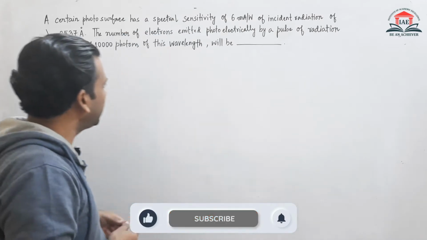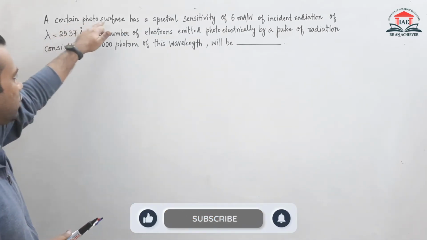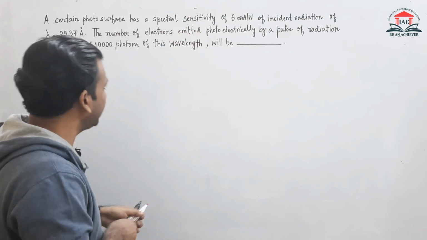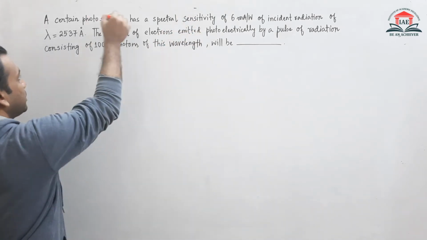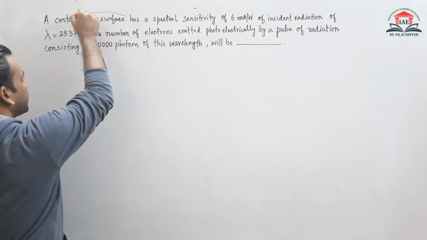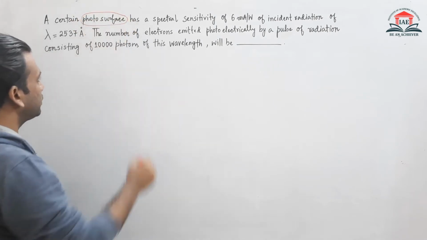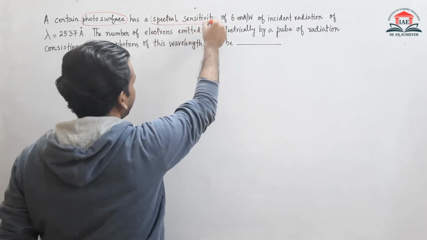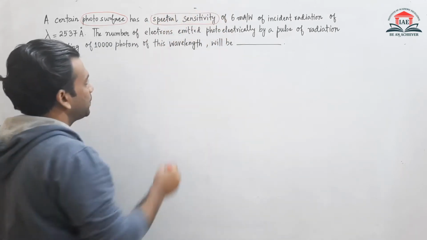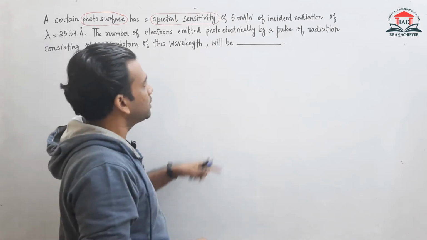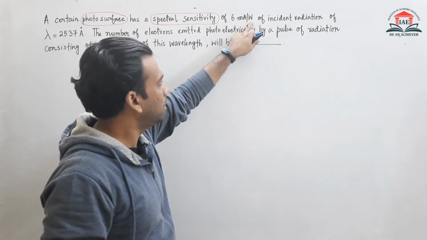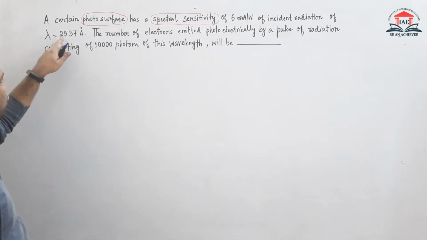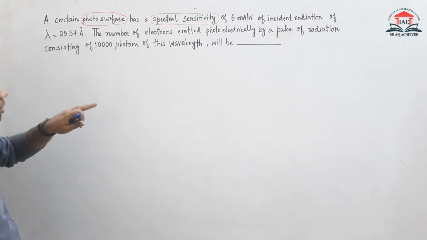So in this numerical, what is written? A certain photo surface has a spectral sensitivity. There are different technical terms here. The first one is the photo surface. A certain photo surface has a spectral sensitivity. This is also an important technical term. Spectral sensitivity of 6 milliampere per watt of incident radiation of lambda equals 2537 angstrom.